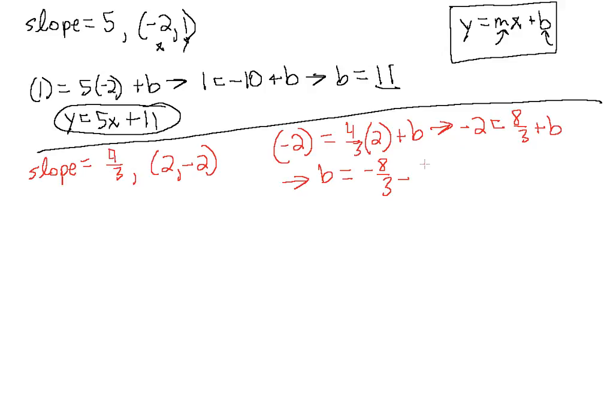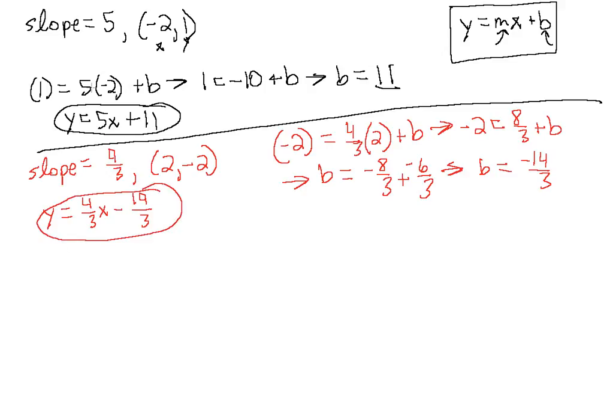So we have -6/3. 6/3 is the same as 2. And we can go ahead and subtract these. Instead of subtracting, we can add a negative. So this is going to be -14/3. That's our b value. So let's write our general equation. We have y equals m, which is our slope of 4/3, times x, and we have -14/3. It's not always pretty, especially when we're dealing with fractions, but this is the general equation of the line that has a slope of 4/3 and passes through the point (2, -2).